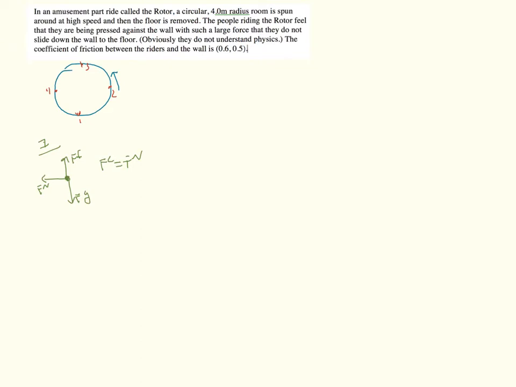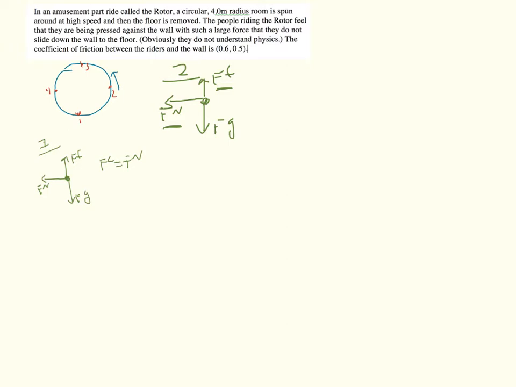Let's do the same thing for point 2. At point 2, the force of gravity is still pointing down. The normal force is still the thing that's pushing in, and the force of friction is still the thing that's pushing up. So what we can see here is that because this rotor is always oriented where the people are getting pulled down by gravity, the centripetal force is always the normal force, and the force of friction is always the force that's pushing up against gravity.